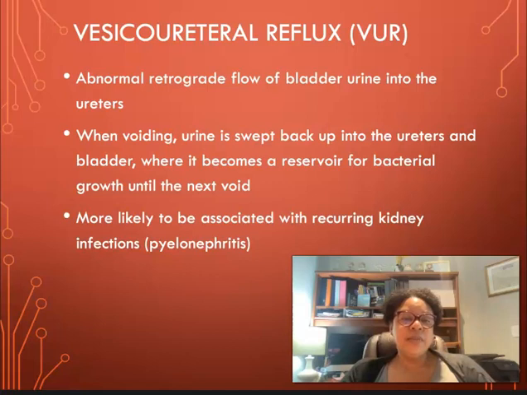So when urine is swept back into the ureters, it can go all the way back to the kidneys, but basically it just sits in there and creates a place for bacterial growth until the next void. This is one of the main causes for pyelonephritis and, like I said, febrile UTIs.